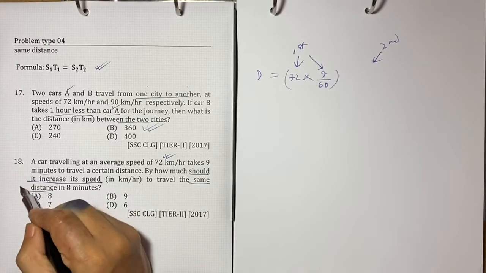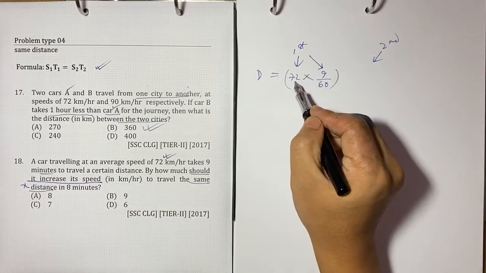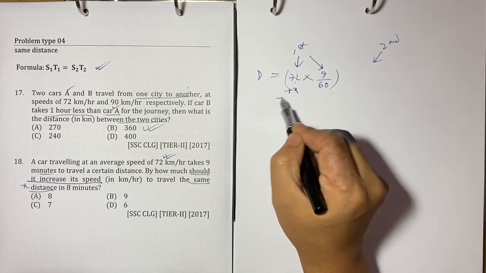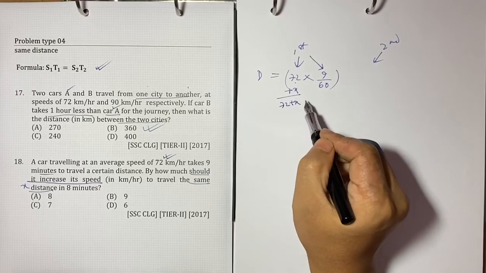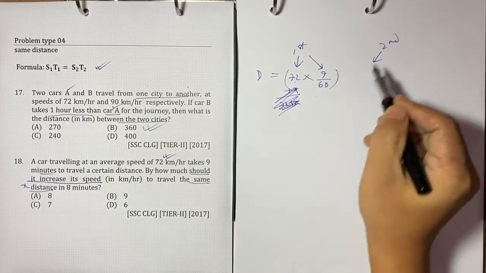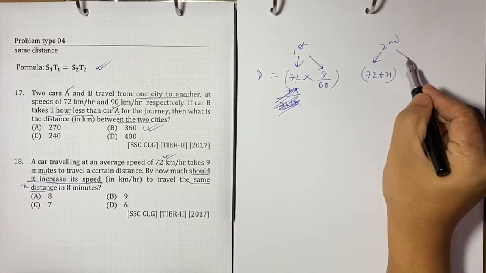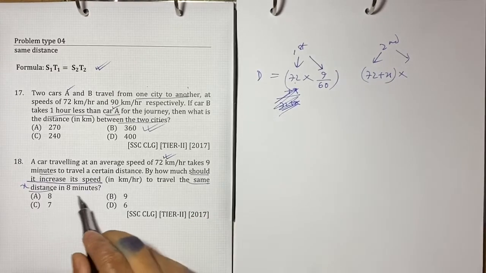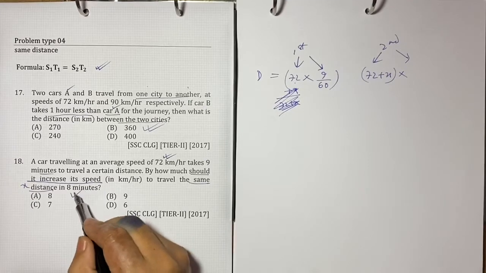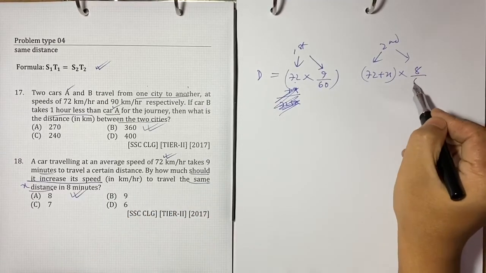Let us assume the increase is x. The speed was 72, so with the increase it will be 72 plus x. This is the speed. Now the time: to travel the same distance in 8 minutes, the time is 8 by 60 hours.